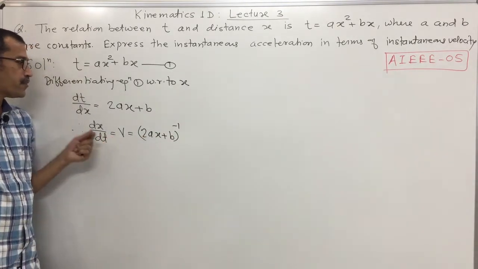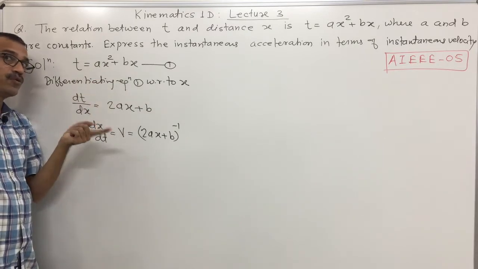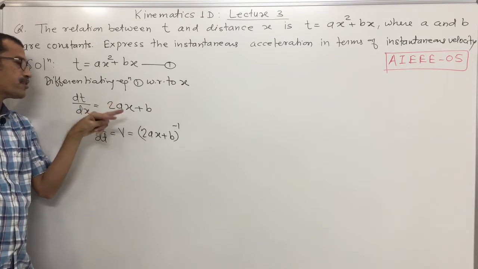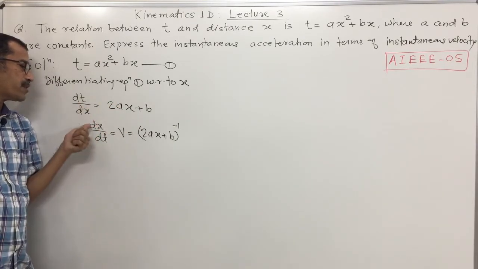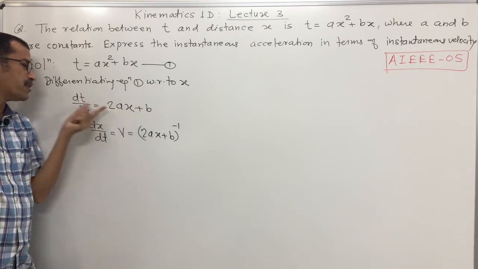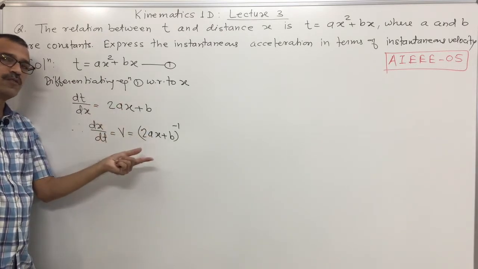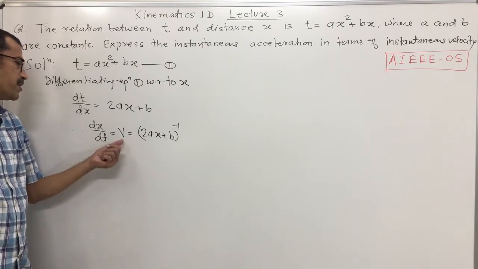Is it clear? Differentiating t with respect to x, we get dt by dx. But you know velocity is dx by dt, right? So we'll just change. dx by dt means 1 upon dt by dx. So this will be v. And v is what? dt by dx is 2ax plus b, so dx by dt is 1 upon 2ax plus b. That means 2ax plus b raised to minus 1. Okay, let's go.